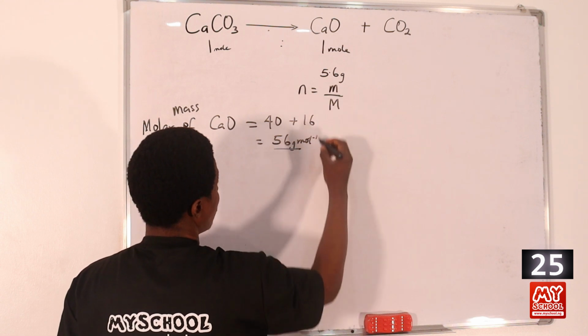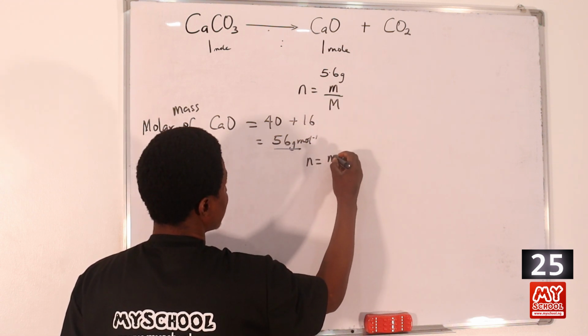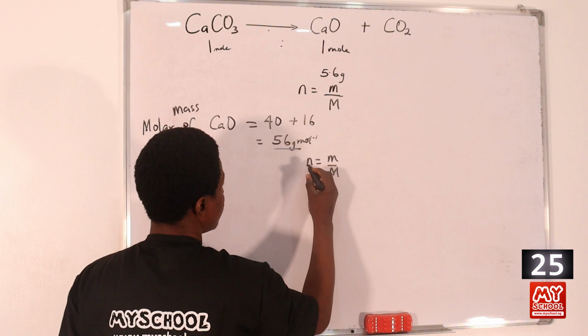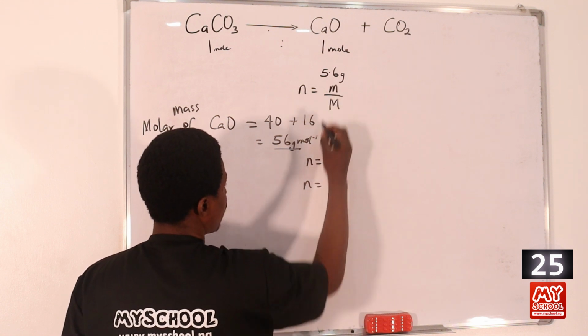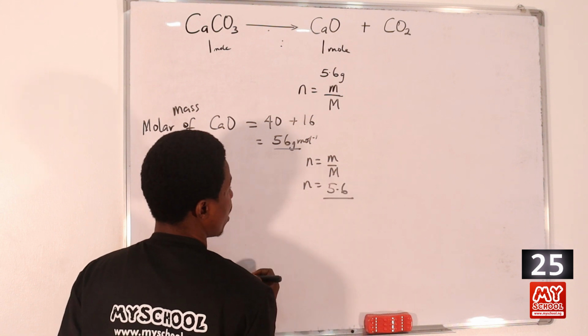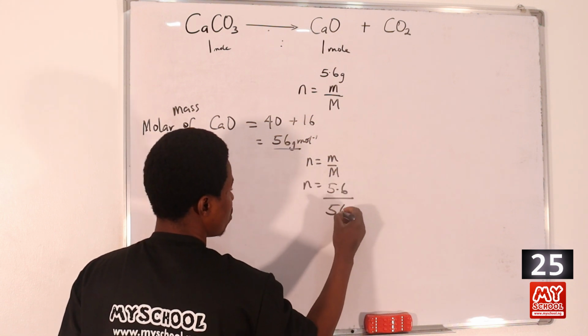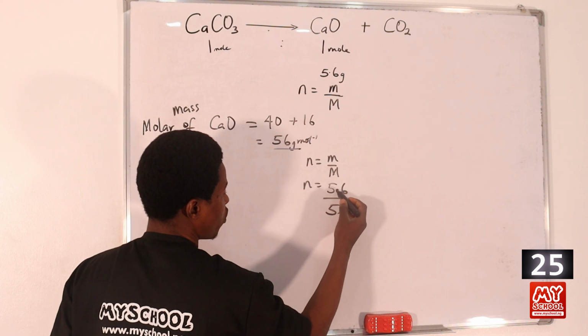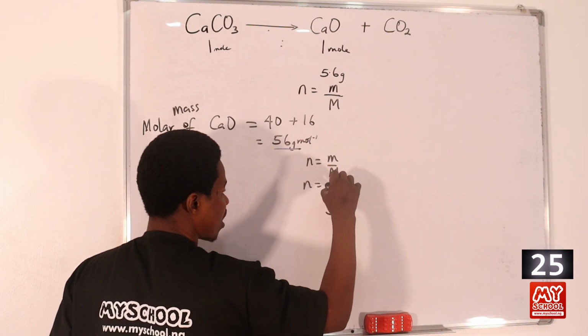So now we said number of moles is equal to mass over molar mass. Which means number of moles will be equal to the mass, 5.6, all over, of course, the molar mass, which is now 56. So you can solve this: 5.6 over 56. We don't need the calculator to run this.